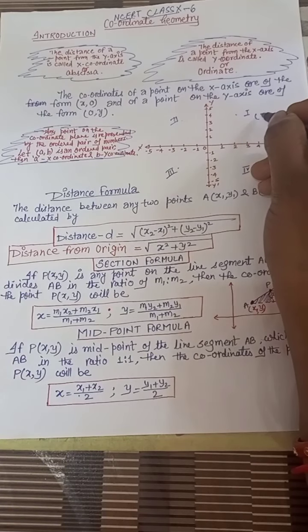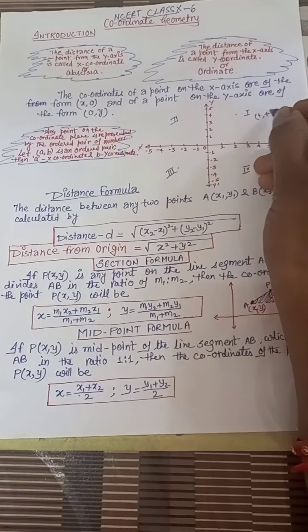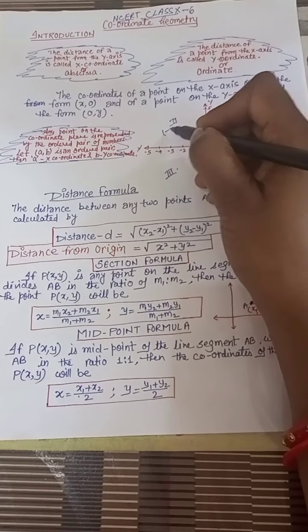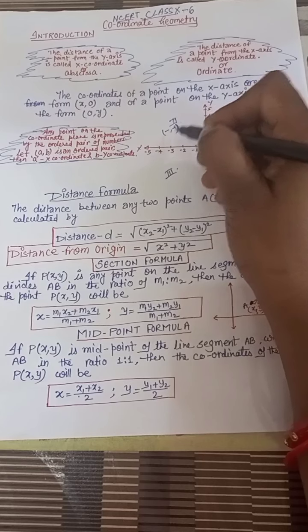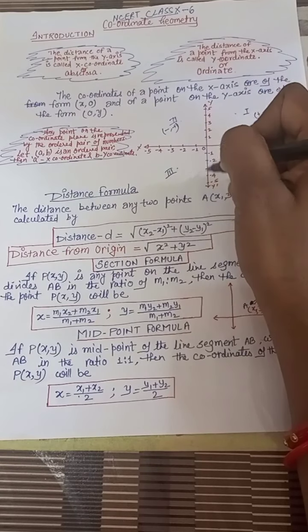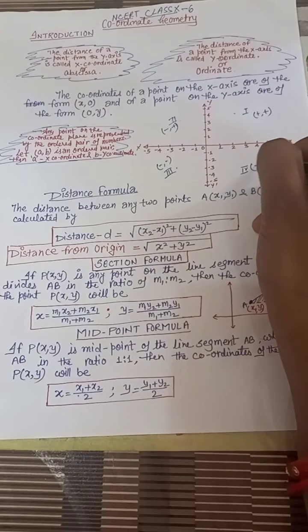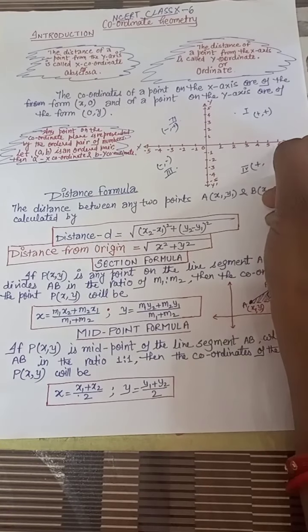In the first quadrant every number will be plus. Here there is a minus on the x-axis, so minus and plus. Next, this portion is minus and this portion is also minus. And here, the x-axis is plus and the y-axis is minus, so plus minus.